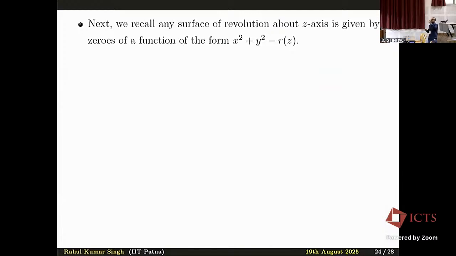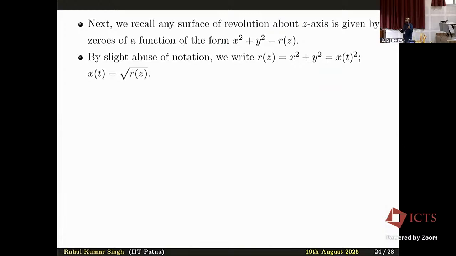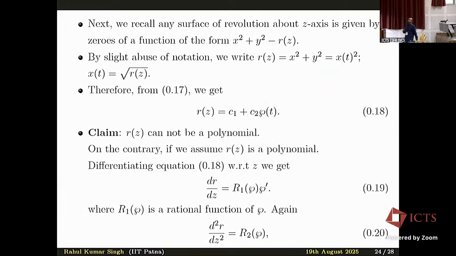So now you know that any surface in that family will have this form. In order to show that the underlights and nodalights are not algebraic, it is enough to show that r of z is not going to be an algebraic function or some polynomial. So that's what we want to do. We will go by contradiction. Let's assume that r of z is a polynomial in z.